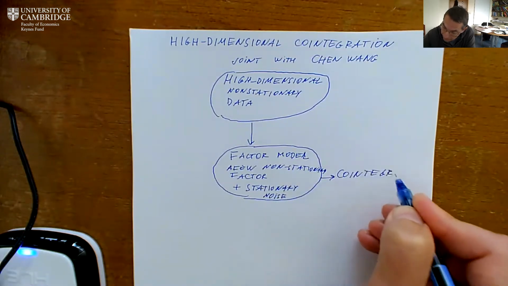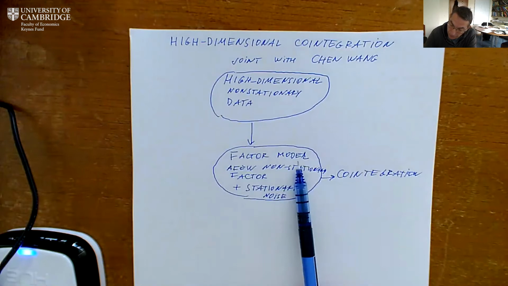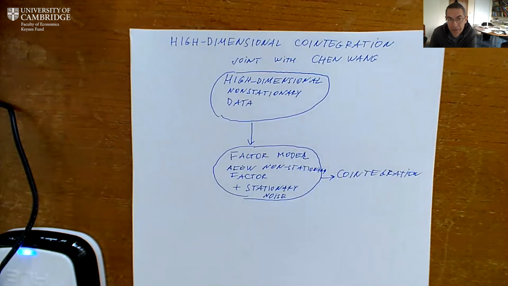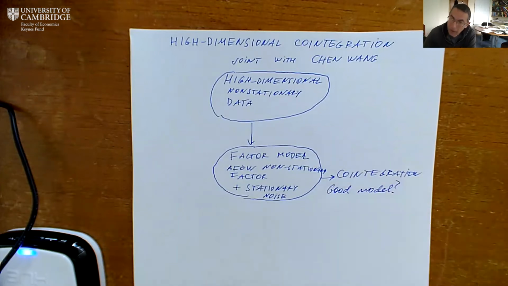Why is that? Because our factor model contains just a few factors. They are non-stationary. They can be understood as common stochastic trends in the data, but everything else is actually stationary. These errors are stationary. So there are a lot of cointegrating relationships in this data. The first question that we asked ourselves: is this a good model? We looked at how people defend this kind of model.